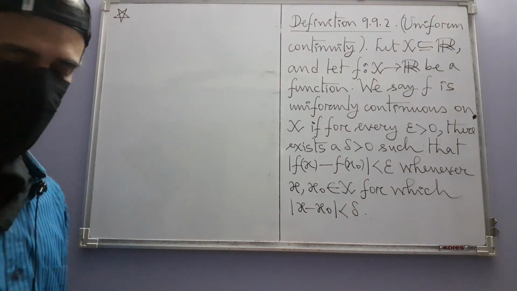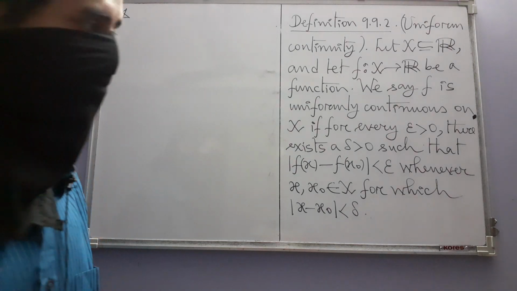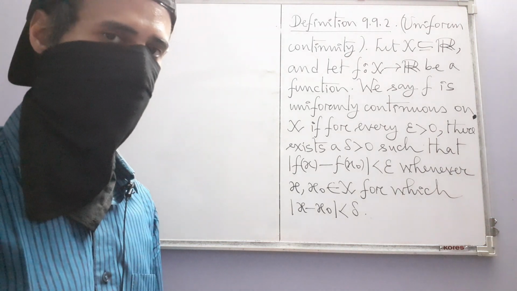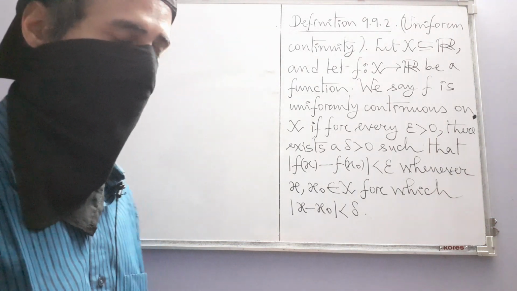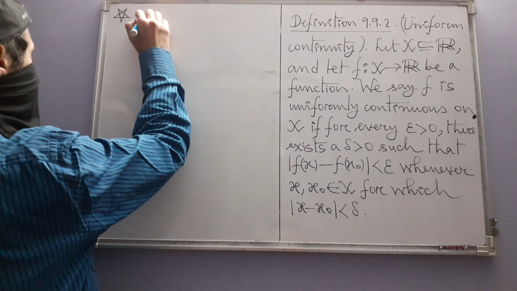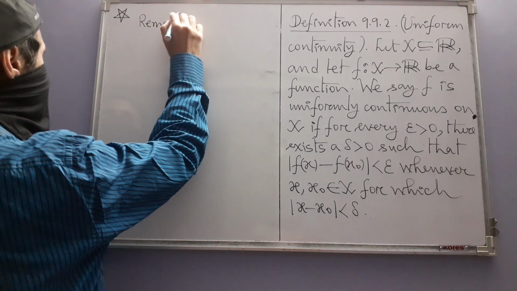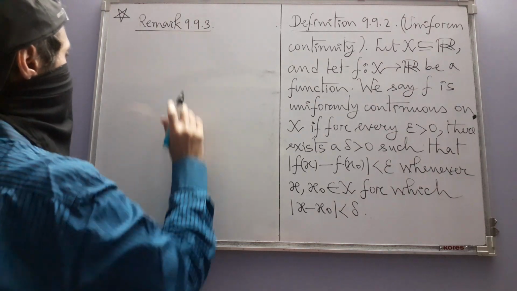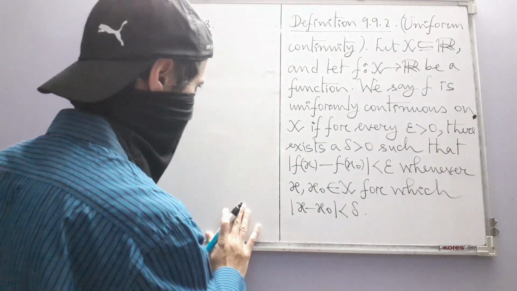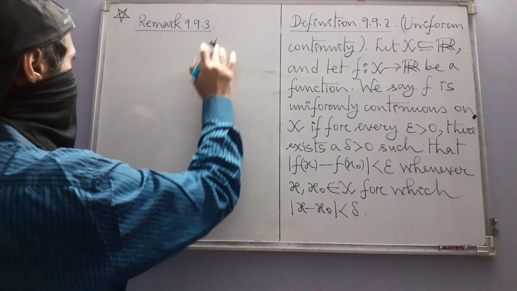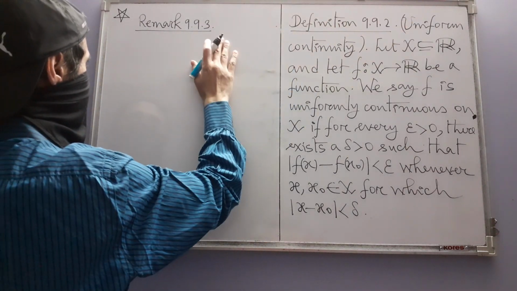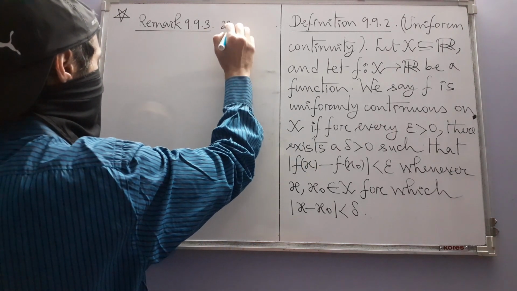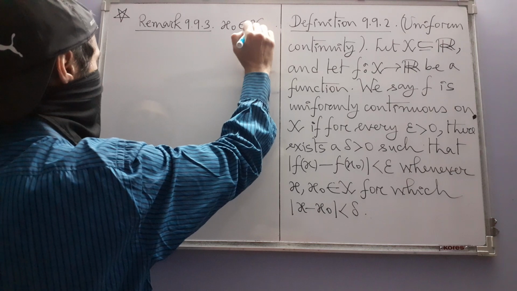Now the next item is a remark, and this remark asks us to compare the notion of uniform continuity with that of ordinary continuity. What is the definition of ordinary continuity? We have already seen it, we have written it also, but just for the sake of comparison, let's see it once more.